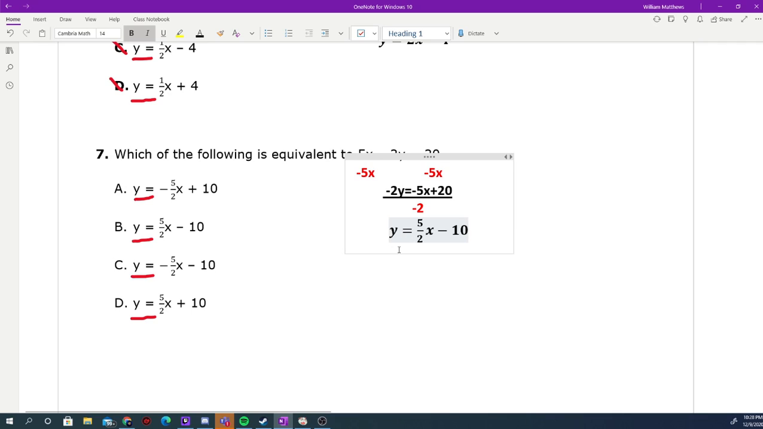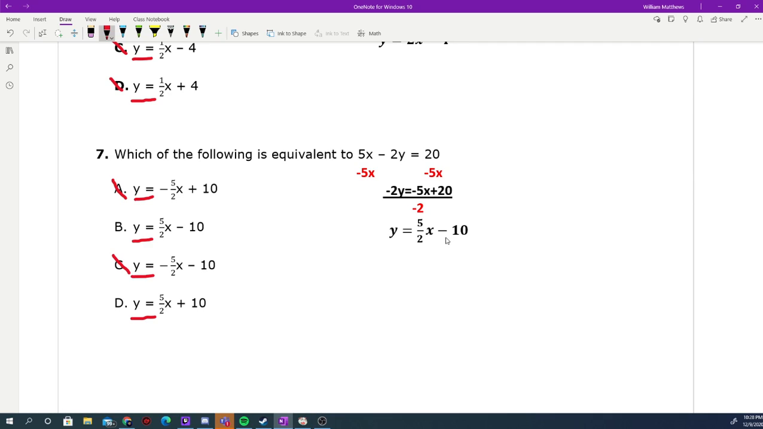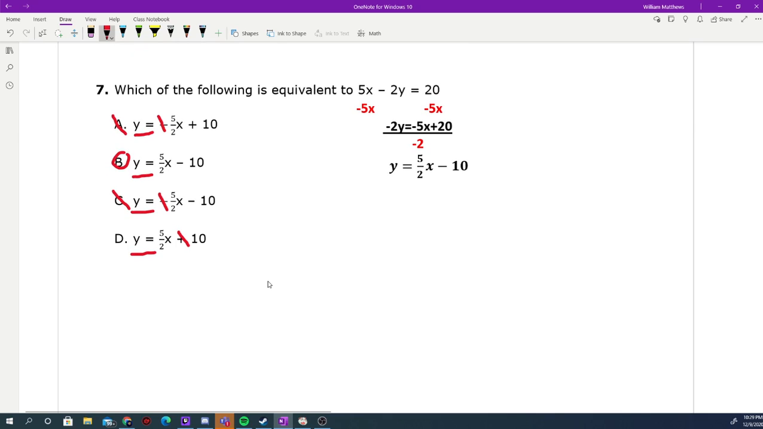It says y equals positive 5 halves x. So anything that does not have a positive 5 halves x, I can eliminate. And then it says plus 10. Or I'm sorry, it does not say plus 10. It says minus 10. So with minus 10, B matches, whereas D is a plus 10. So in this case, we eliminated C and A because of the negative slopes, and we eliminated D because it had the plus 10 instead of the negative 10. So that's the end of our review.